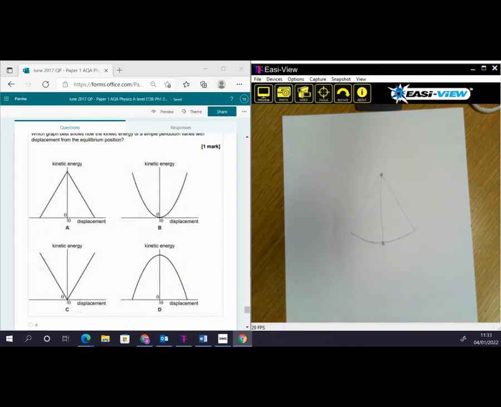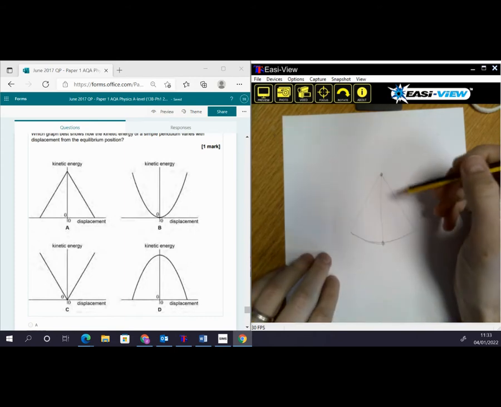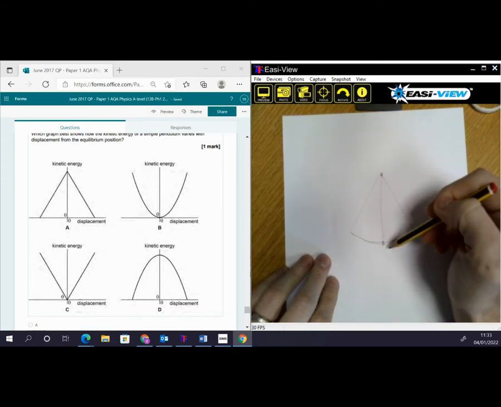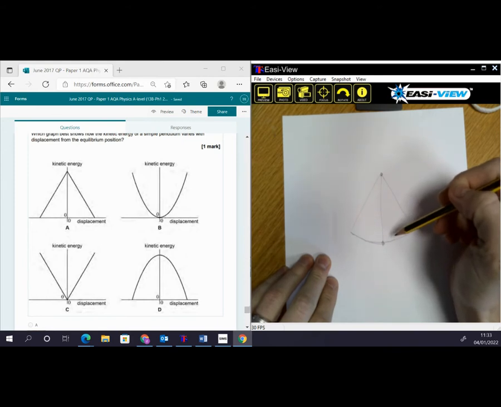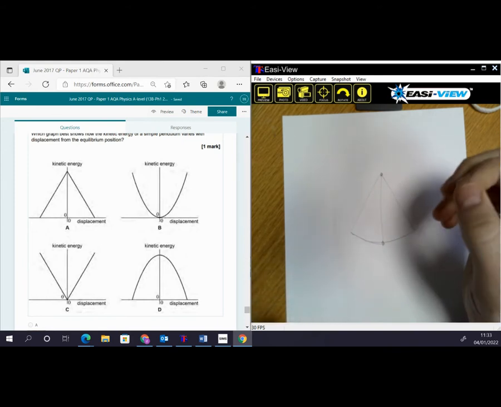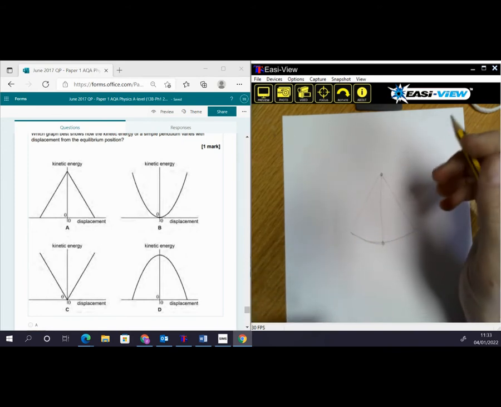This question is about a different sort of graph question. We've seen velocity-time, speed-time, and acceleration-time graphs before. This one is a different sort of graph question, where it's a kinetic energy-displacement graph. So the only really tricky bit, I think, is understanding why it's not a straight line.